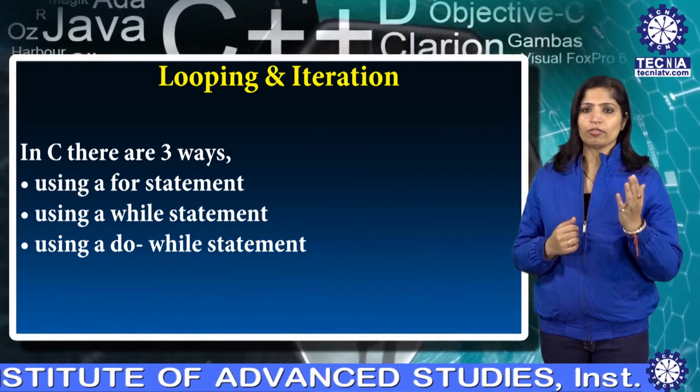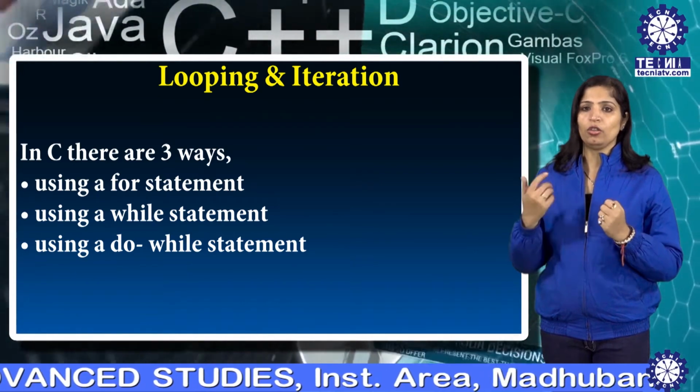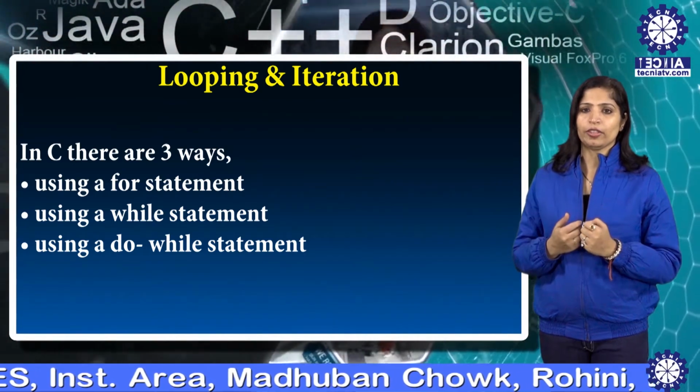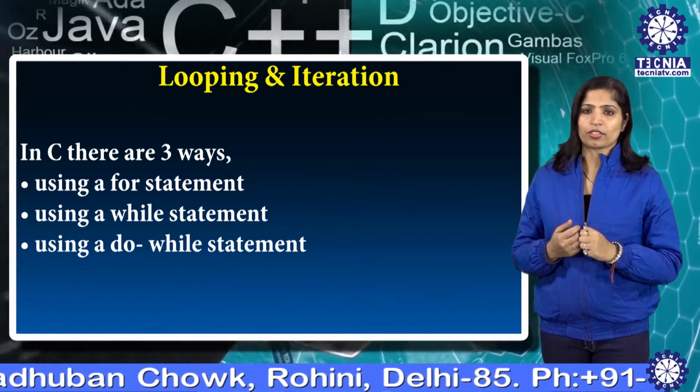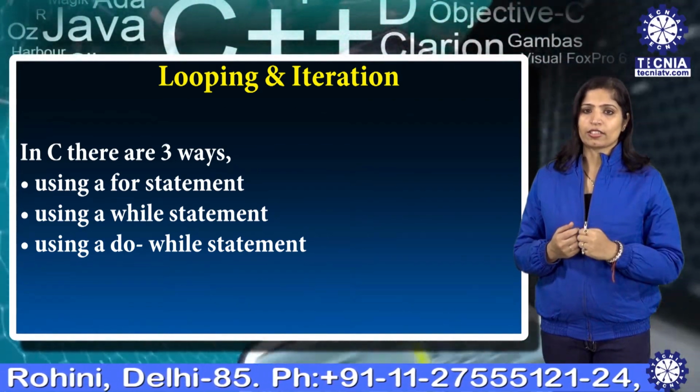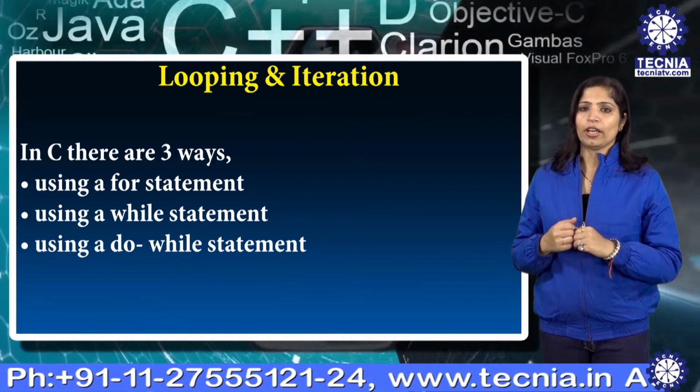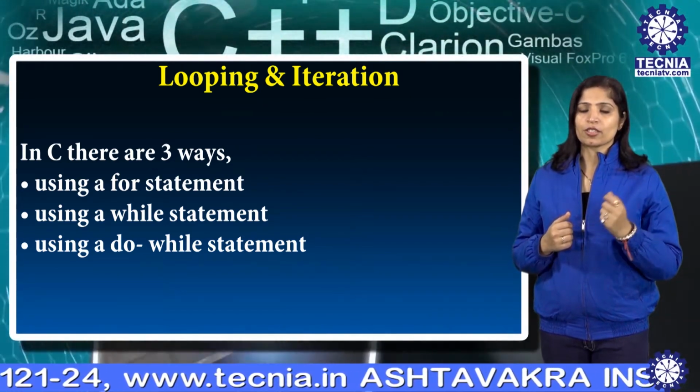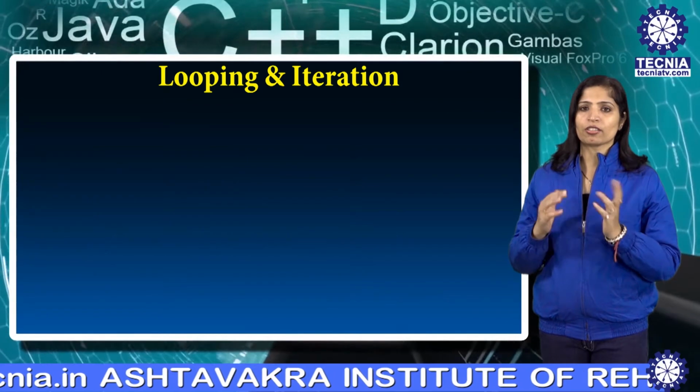The repetitive operation is done through a loop control structure in three ways: using a for statement, using a while statement, and using a do while statement. Let's discuss one by one. The first one is the for loop.